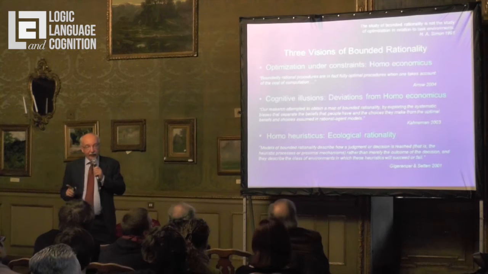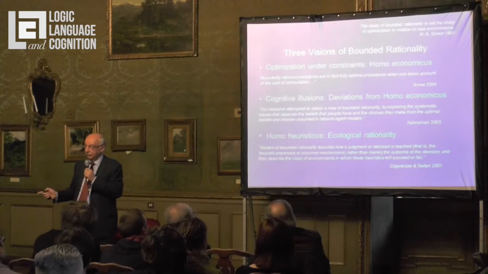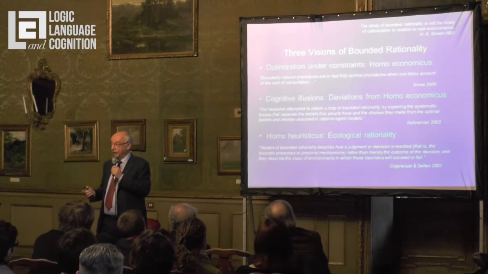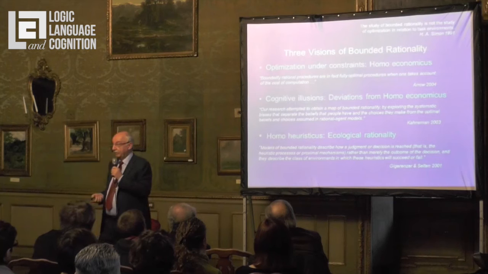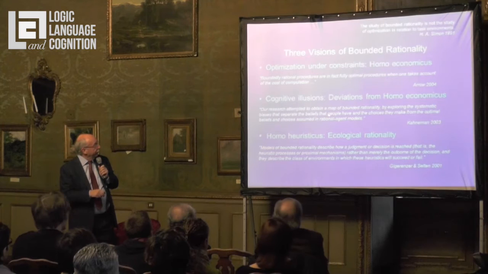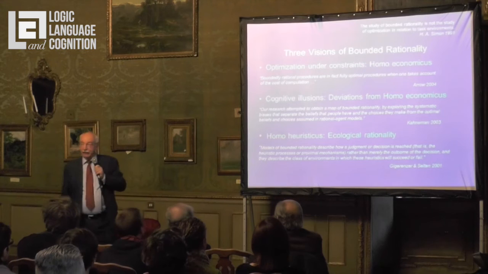The second interpretation of bounded rationality is the typical one that psychologists learn. It is almost the opposite. It's about cognitive illusion. Note, this is about rationality. It's a more complicated rationality. And this is more about irrationality. So this is Kahneman's work. It's about exploring the systematic biases that separate the beliefs that people have from optimal beliefs and rational agent models.